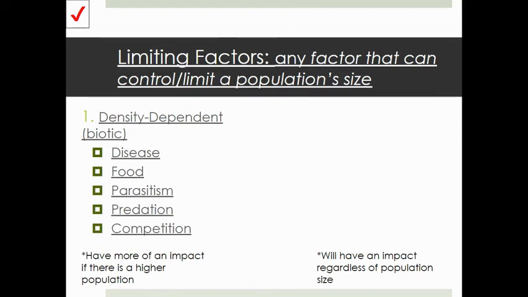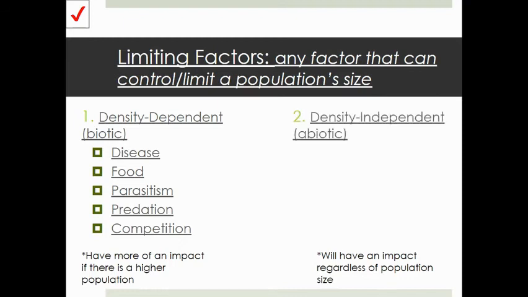So these factors are going to have a much higher impact on the population if there's more individuals there. So think about it. The more people there, the more likely disease is to spread because people are coming in contact with each other much more frequently. The less amount of food they'll have because there are more mouths to feed. Parasitism, same thing. Parasites will be able to spread more easily. Think like the bubonic plague back in the day. Predation and competition. So the more mouths there are to feed, the more competition there will be.